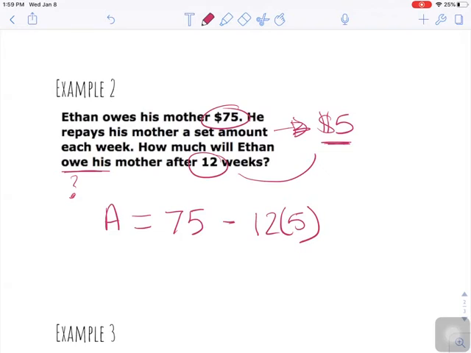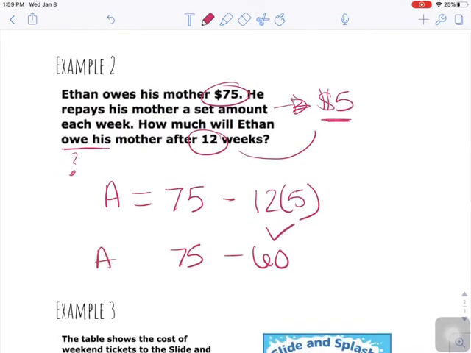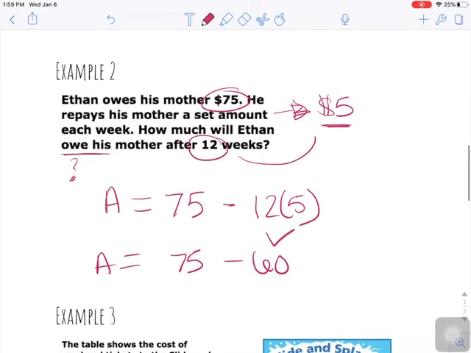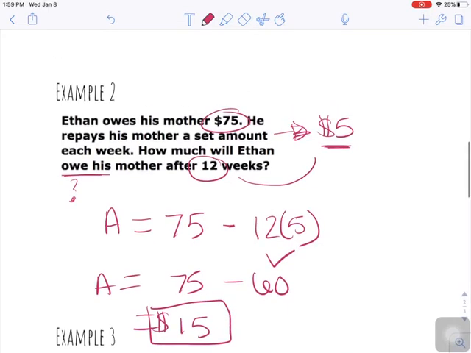So first we can do 12 times 5, which we know is 60. So the total amount that we still owe is going to be $15. So we still owe $15.